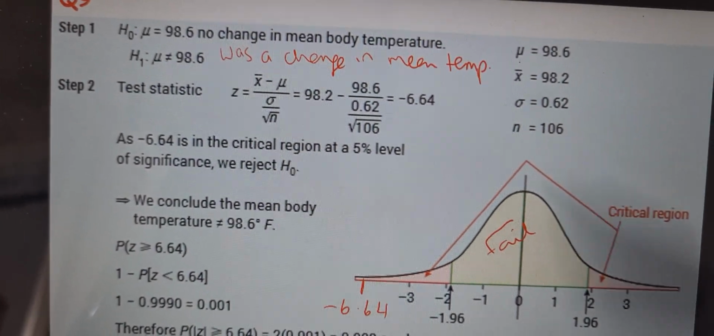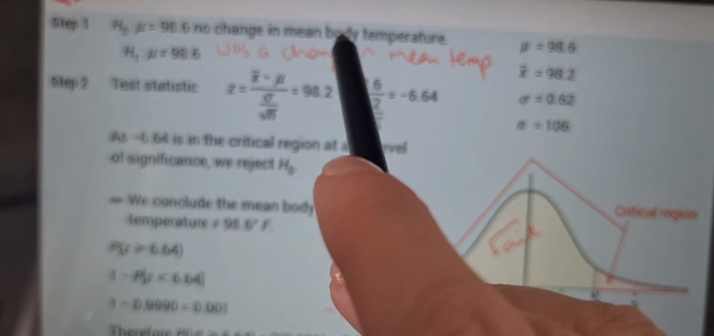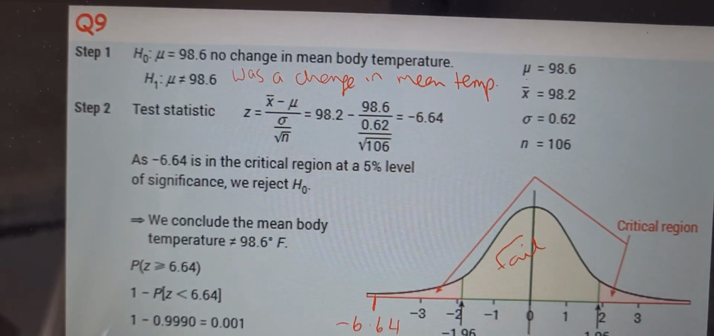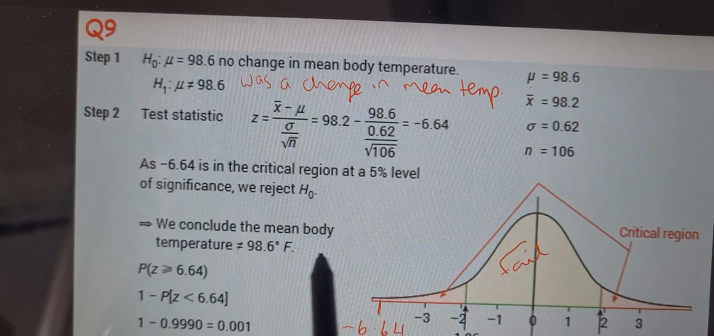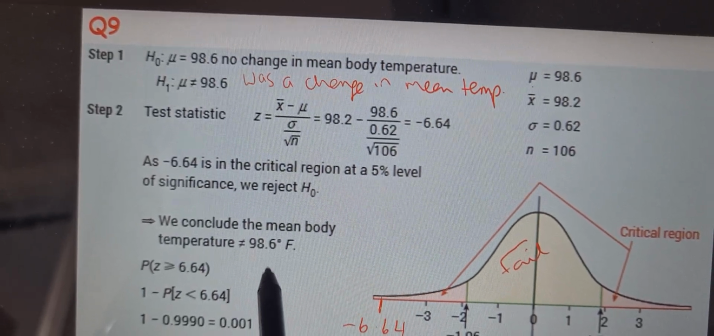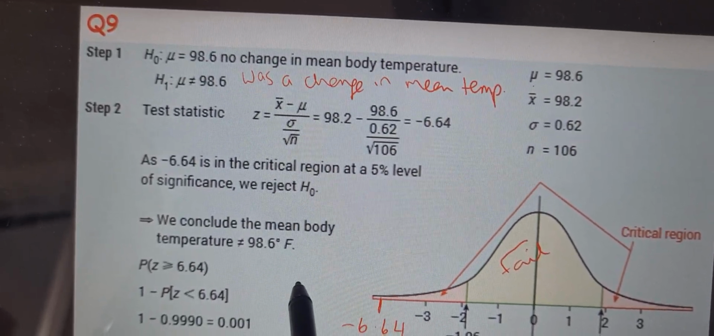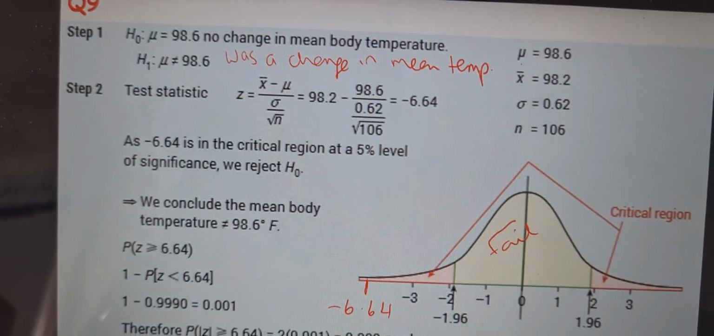So what can we conclude from that? We are rejecting the fact that they said there was no change in body temperature. There obviously was a change. So we conclude that the mean body temperature is not equal to 98.6 degrees Fahrenheit. It has changed. Then it says go off and get a p-value for that.